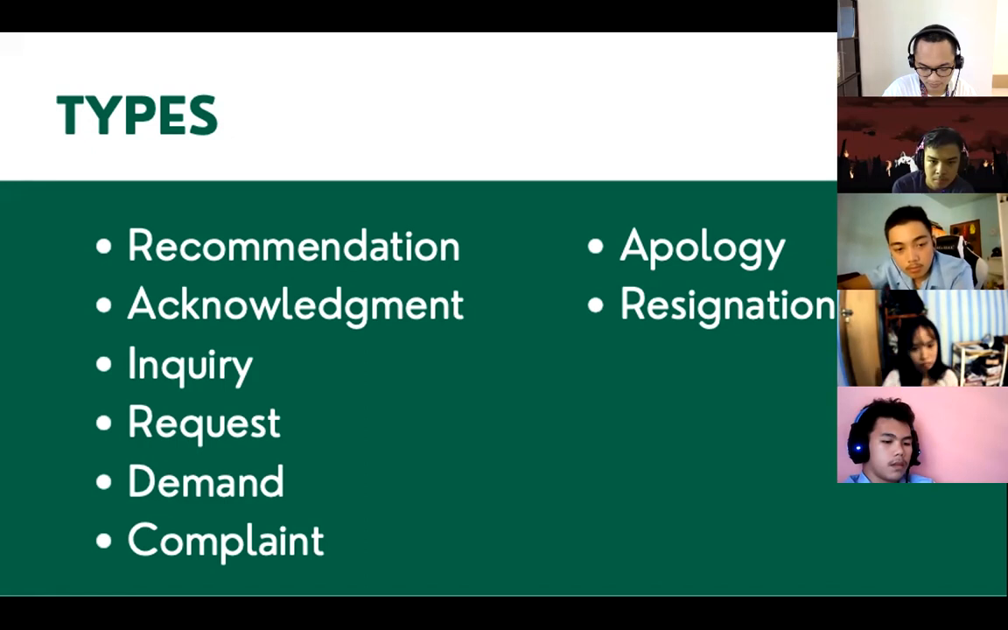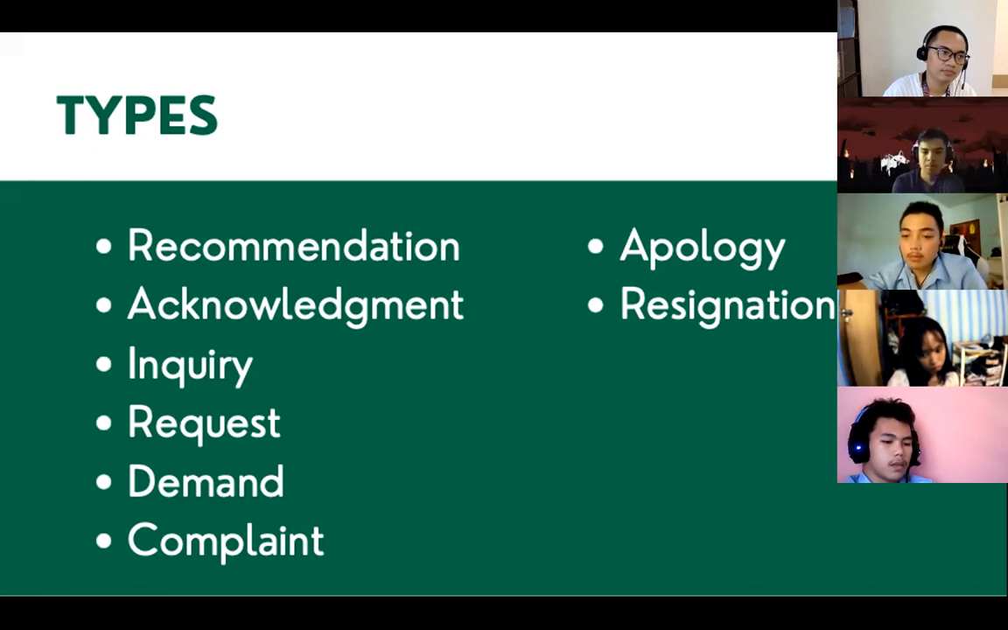You shouldn't, although there are times wherein you would be affected or carried by your emotions, so you should avoid using strong emotions when writing your letter of complaint. When do you think it is necessary to write a letter of complaint?